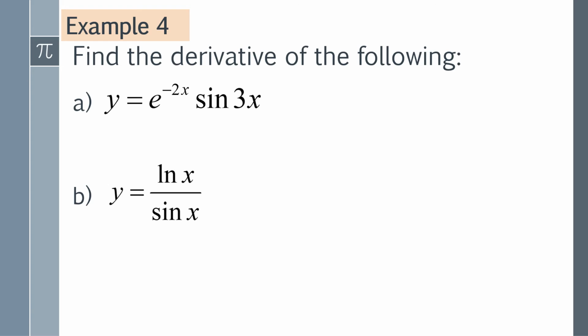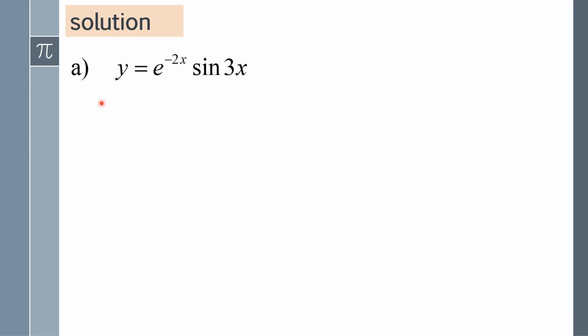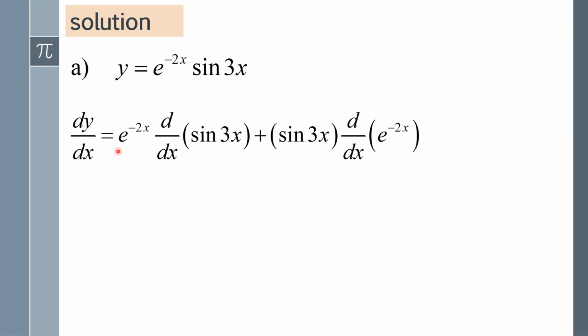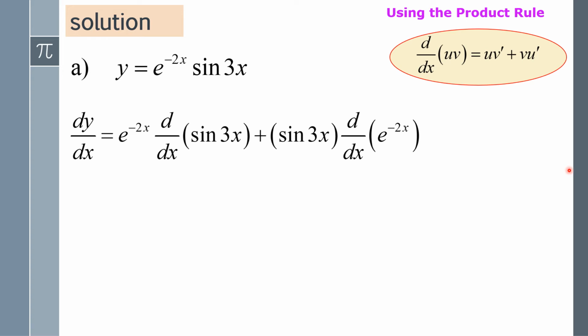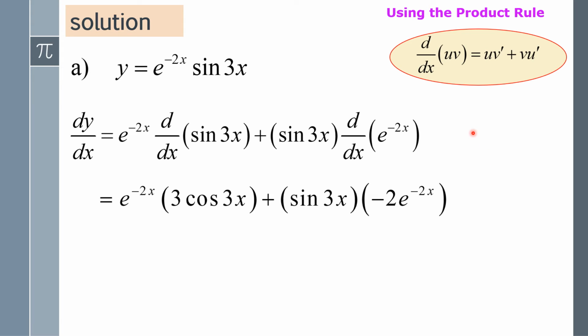Example 4. Find the derivative of the following: (a) y equals e to the power of negative 2x sine 3x, (b) y equals ln sine x. Example 4a. y equals e to the power of negative 2x sine 3x. By using the product rule, we have e to the power of negative 2x, then differentiate sine 3x. After that, take sine 3x, then we differentiate e to the power of negative 2x. Or using the product rule, we let u equal e to the power of negative 2x, and v equal sine 3x.